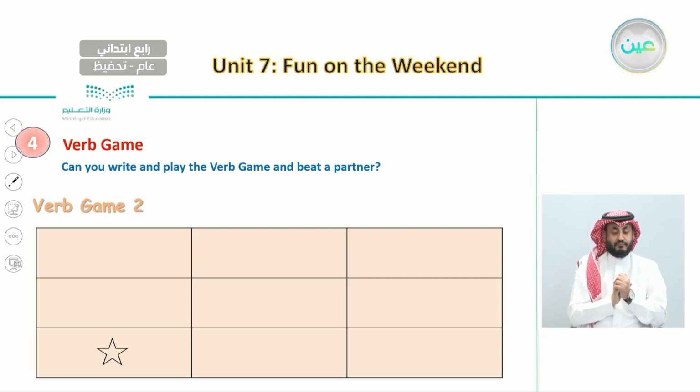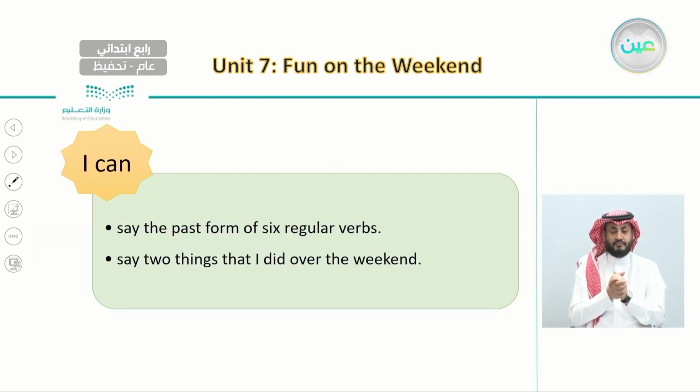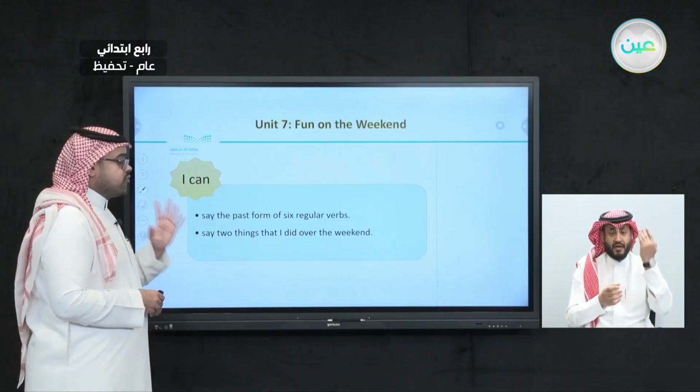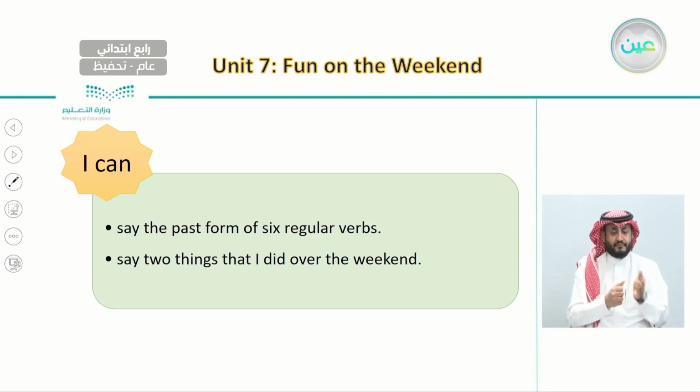Very well. So now we have said all of the 8 sentences and then you will have 8 verbs. I hope that you will be able to write all the verbs correctly. And I will give you a little bit of a hint. They are similar to the verbs in verb game 1. And now, at the end of our lesson, it's very important that you will be able to say the past form of 6 regular verbs and also to say 2 things that I did over the weekend.